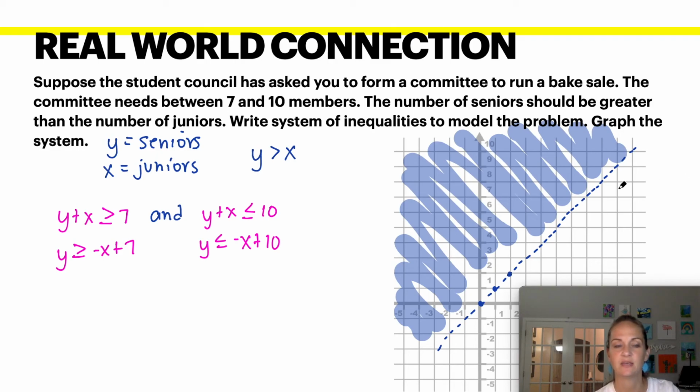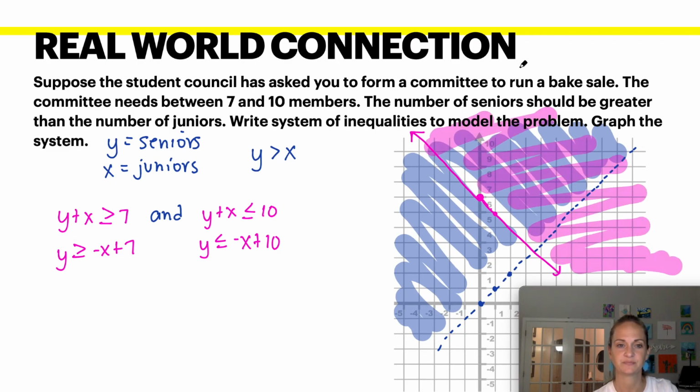Now for the pink, we know that it starts at 7 and the slope is -1, so you go down 1 over 1, and it is a solid line because you can have 7 members, and it does say that Y is greater than this line, so therefore you would shade everything greater than this line.